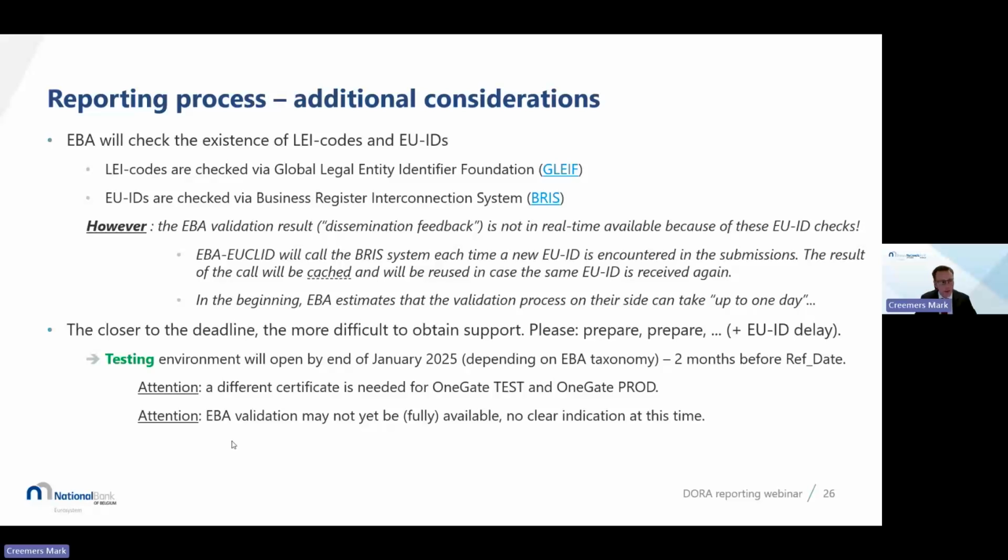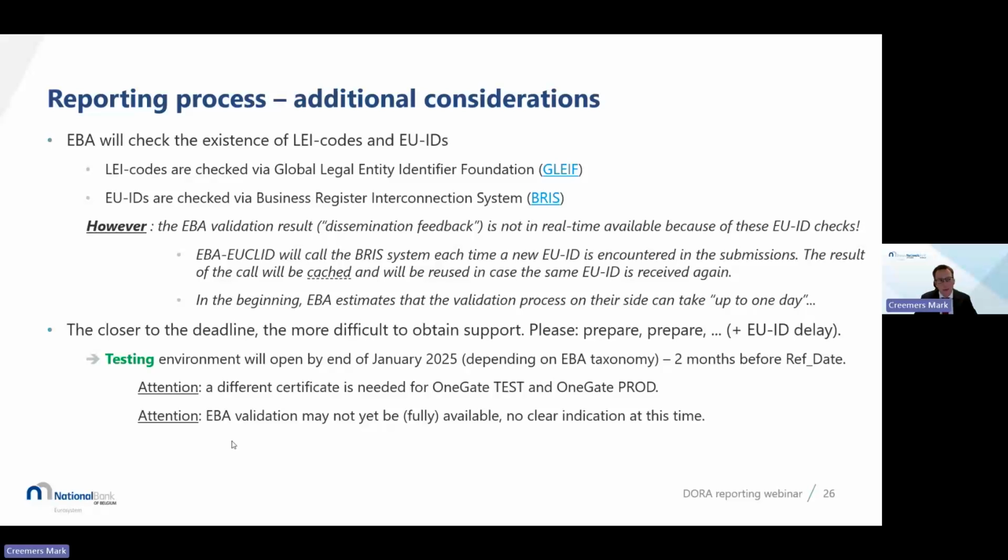I draw your attention to 2 points. One of them is that you need a different certificate in OneGate Test and OneGate Prod. I know that a lot of you already have access to both of them. So in both of them, it's simply the domain DORA to which you have to extend your access. So that is not a big effort. But in case you have never worked with the OneGate Test environment, you need an additional certificate. And finally, the EBA is also building on their side, on their implementation, and it is not clear when they will be fully ready to automate the dissemination feedback flow.